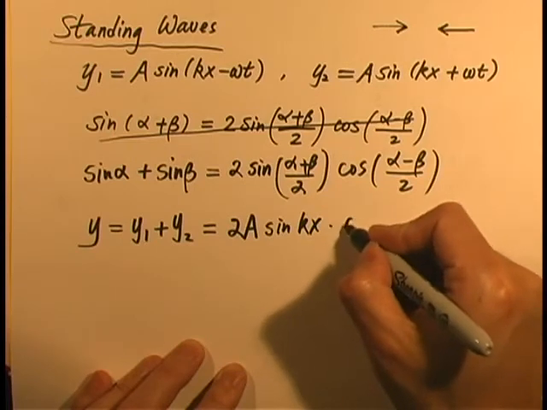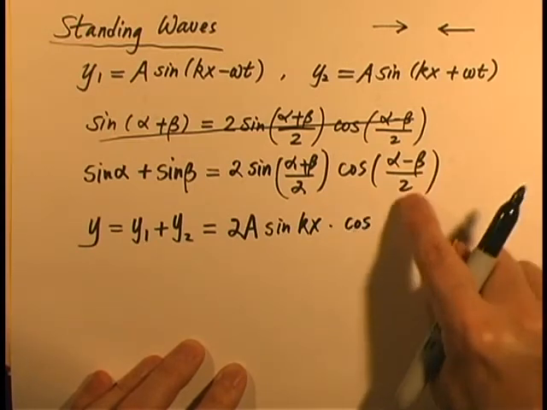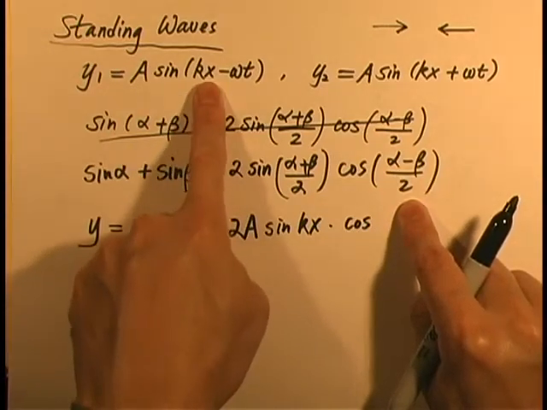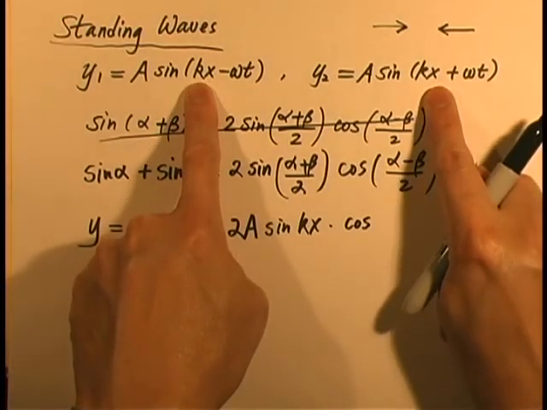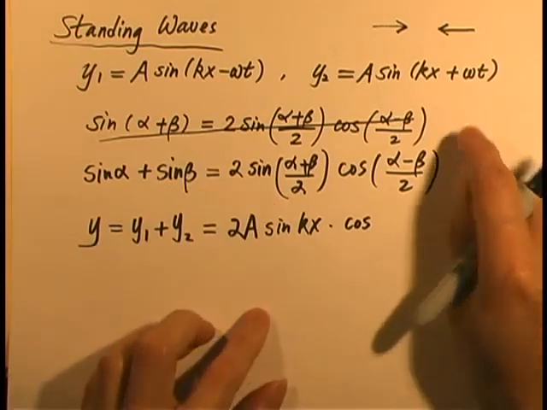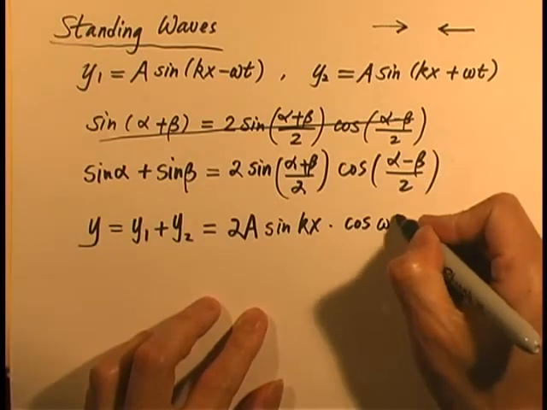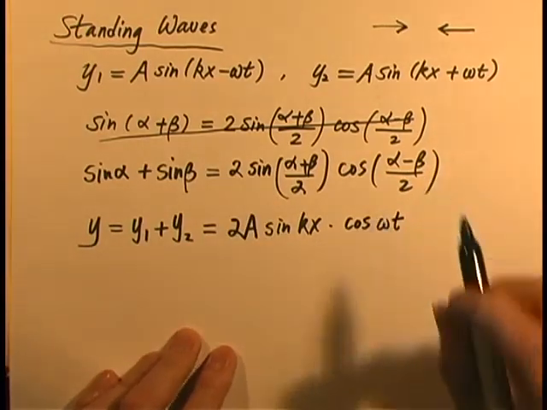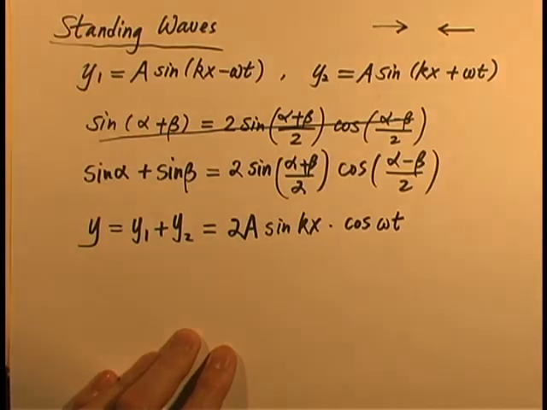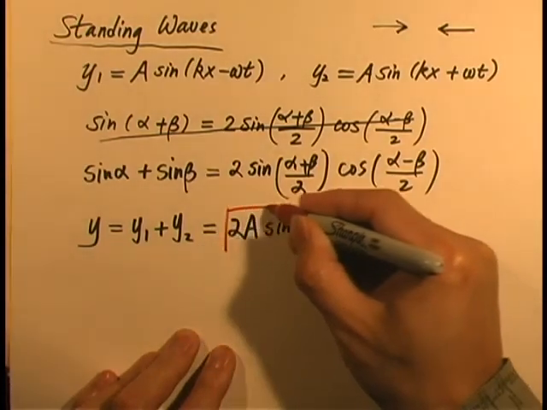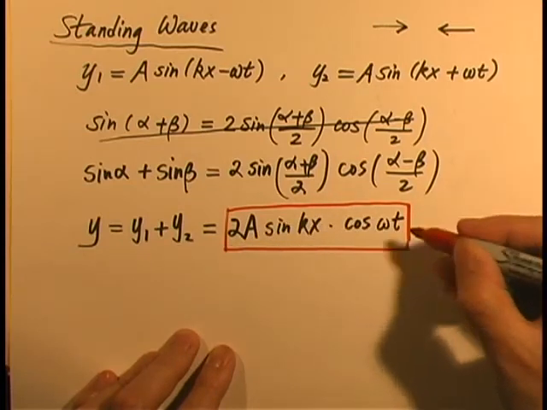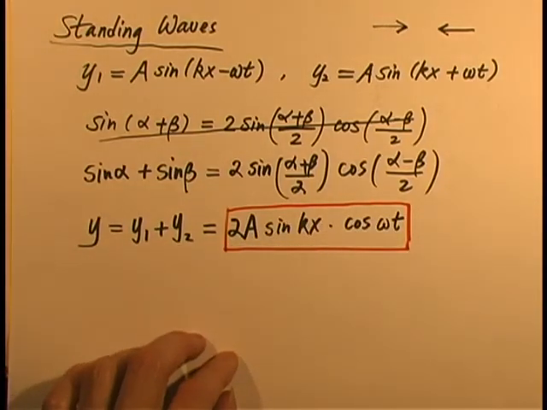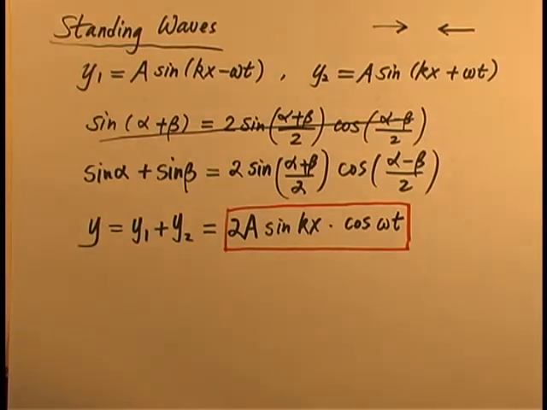Okay, and then cosine of what? Alpha minus beta over 2. You take this guy minus that guy, right? What do you get? Well, you find kx cancels this time, so you get 2 omega t divided by 2, so that is just omega t. Take a good look at this wave. I claim that this is no longer a traveling wave.